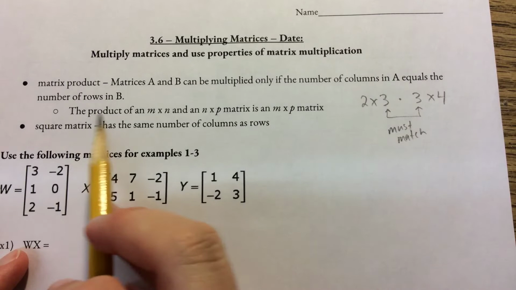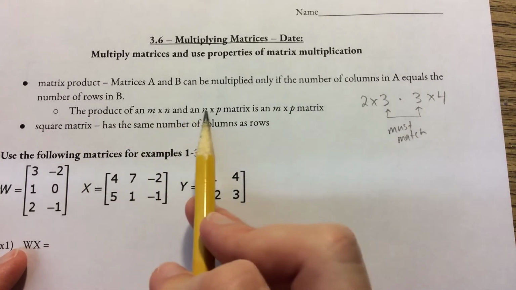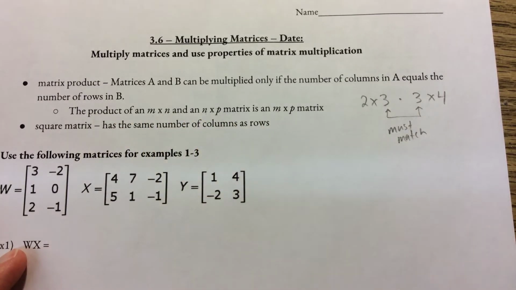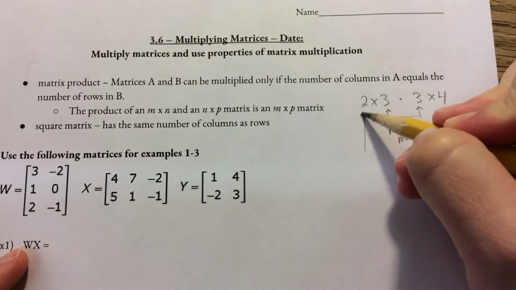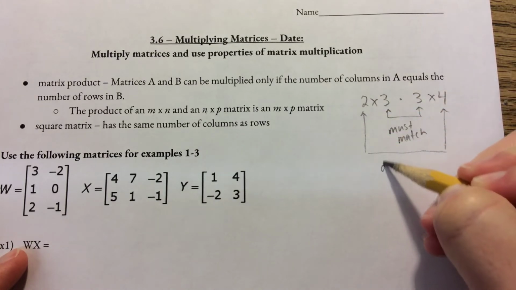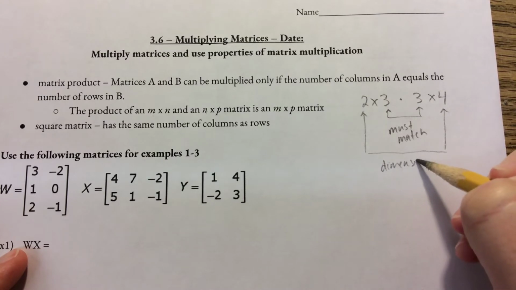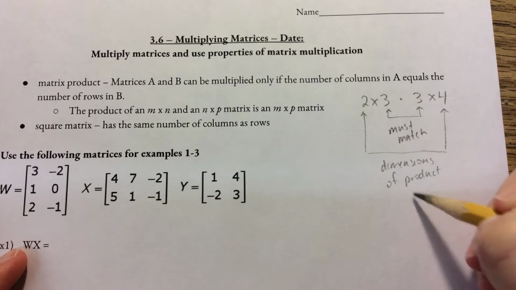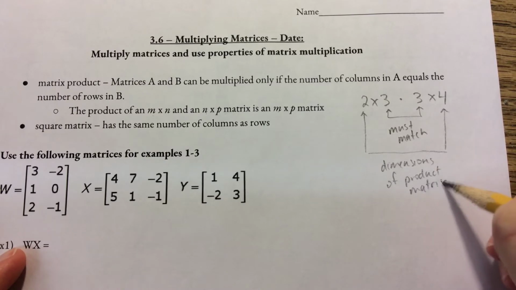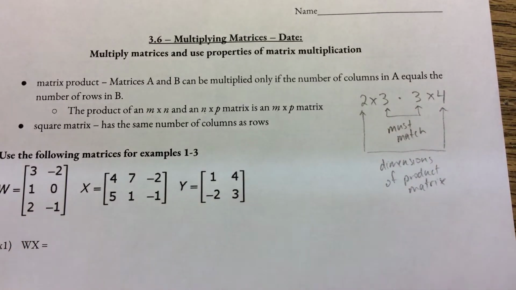The next thing it says is the product of an m by n and an n by p is an m by p. What that means is the outside numbers tell you the dimensions of your new matrix. After you multiply them, that will be the dimensions of the answer. And a square matrix has the same number of columns as it does rows.